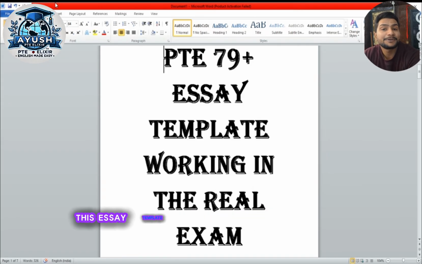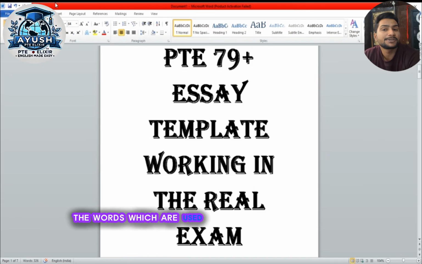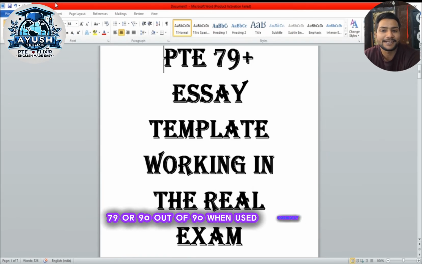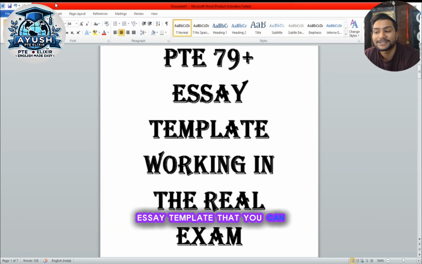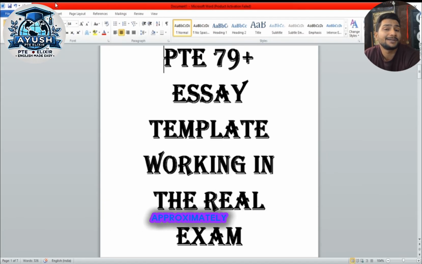This essay template is built to maximize the content, grammar, vocabulary, and cohesion. It also works under all the new AI scoring standards, and it is very easy to achieve 79 or 90 out of 90 when used correctly. So you have to use the latest universal PTE essay template that I'm going to show you, and the word count target should be approximately 210 to 240 words. So let's start without wasting time.